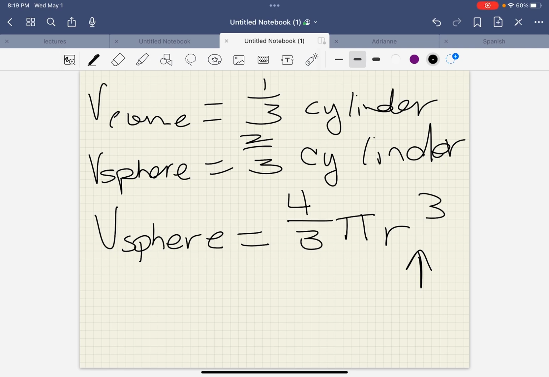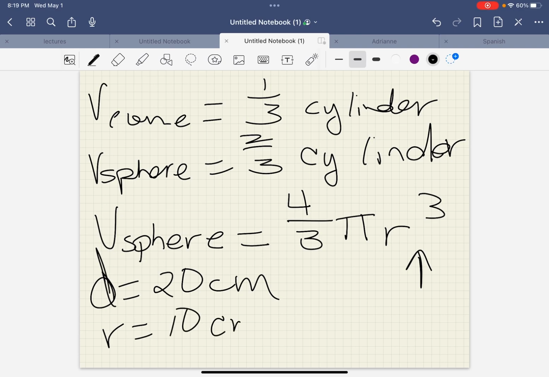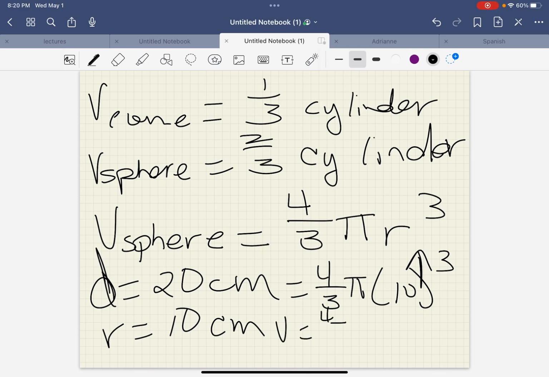So look at the bottom of page 793. It says a ball with a diameter of 20 centimeters has a volume of how many cubic centimeters? Well, they give us the diameter instead of the radius. So the diameter is 20. So what's the radius? It's half that, okay? It's 10 centimeters. All right, so we're just going to put it in. It's 4/3 pi times 10 cubed. So the volume's going to be 4/3.